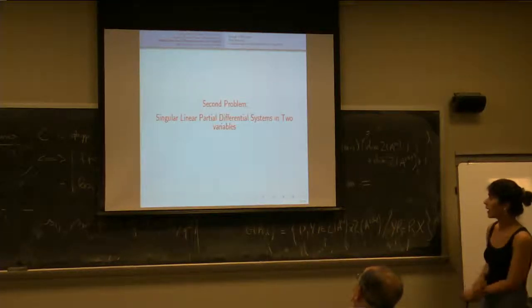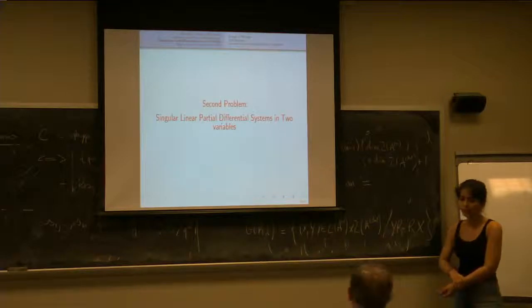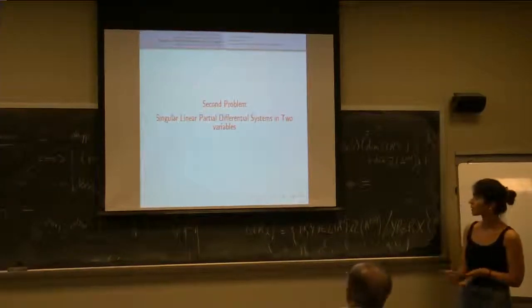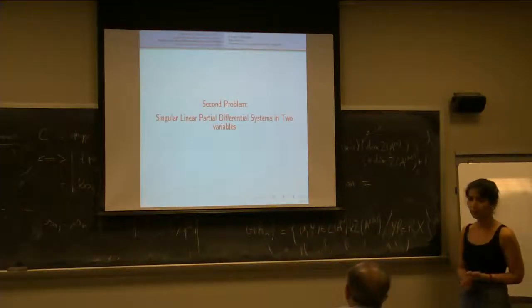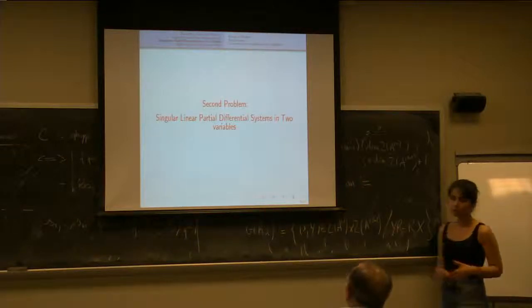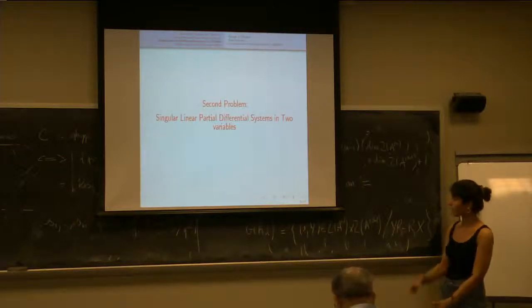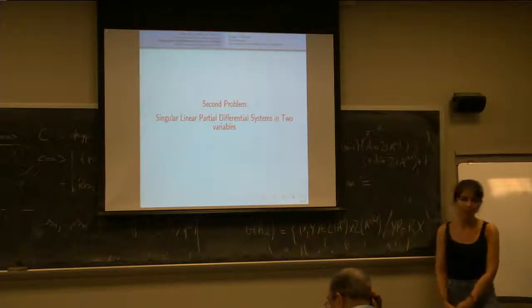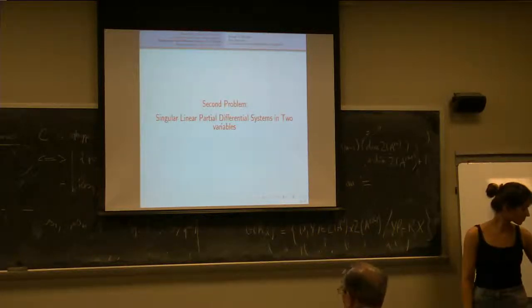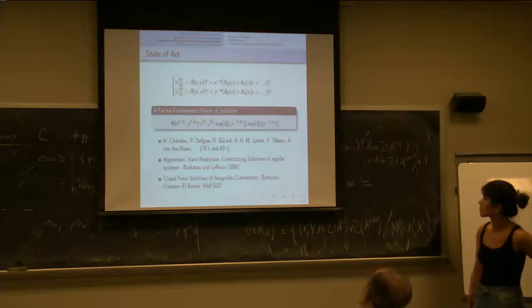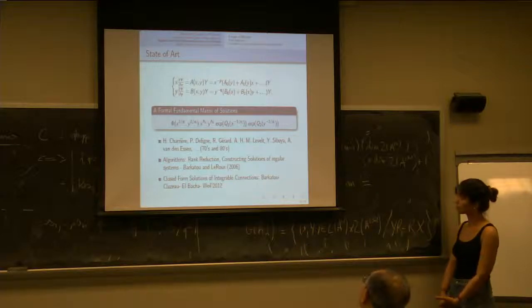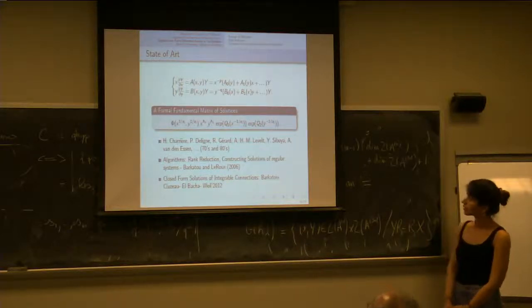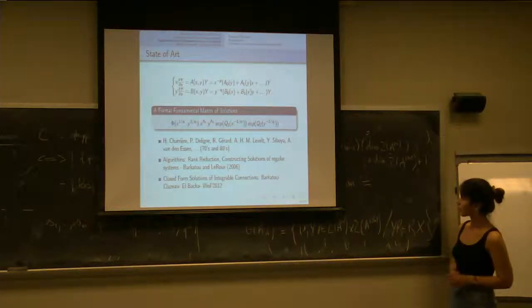Okay, so now that we have this algorithm for the bivariate field, we might ask if it can be simply adapted to other systems over bivariate fields, for example singular linear partial differential systems in 2 variables. So again, here are the notations of the new system. Here I will only talk about the system in 2 variables.